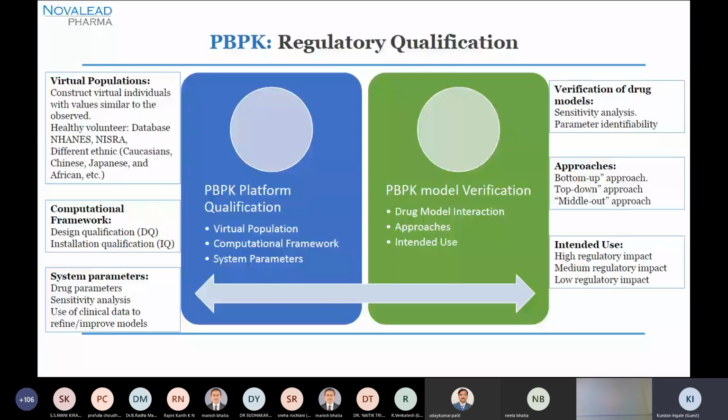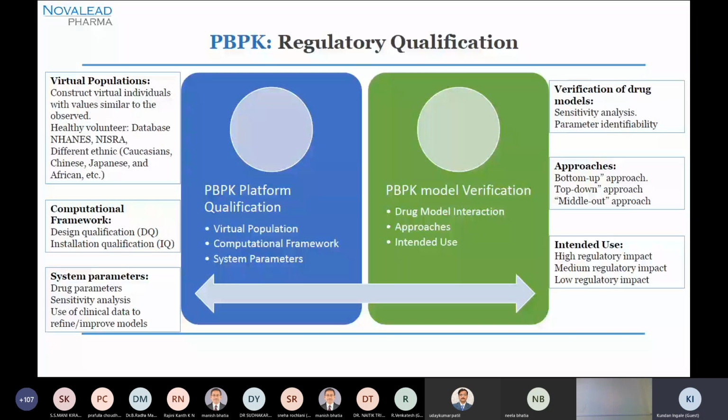And it should also be able to populate the data across different ethnicities, in terms of whether your patients are Caucasians, Chinese, Japanese, or African, Asian, and so on. Then computational framework. So you need to have a plan for design qualification and installation qualification. Those who are working in pharma may be well versed with these two terms. Then the system parameters that are going to be utilized should also be well understood.